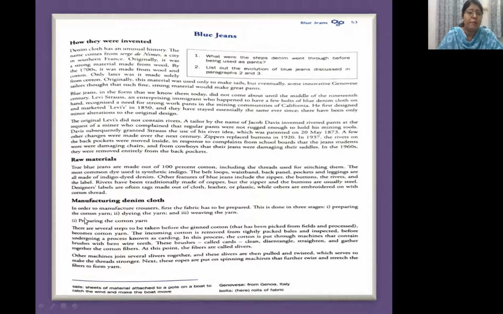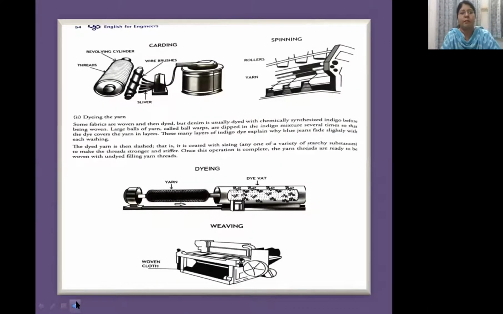So the first step in manufacturing denim is preparing the cotton yarn. So how the yarn is prepared. There are several steps before the ginned cotton. Ginned cotton means cotton that has been picked from fields and processed. There are many processes that it has to undergo before it is made into cotton yarn. So next we'll go on to the next. Here you have some diagrams under the preparing step, like carding and spinning.